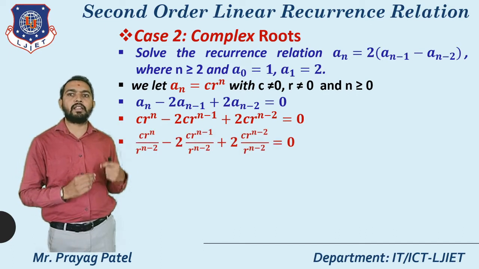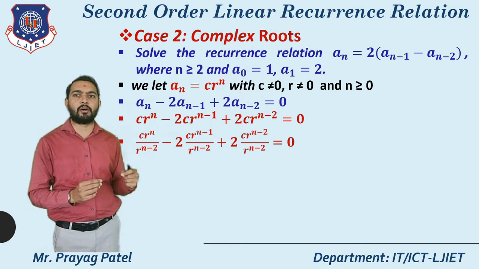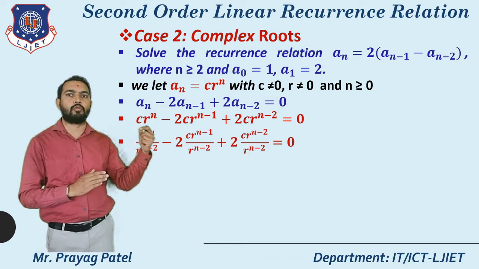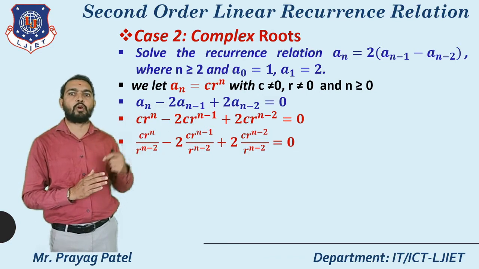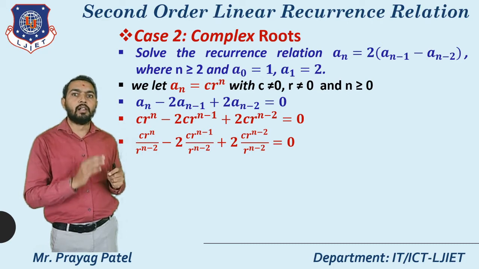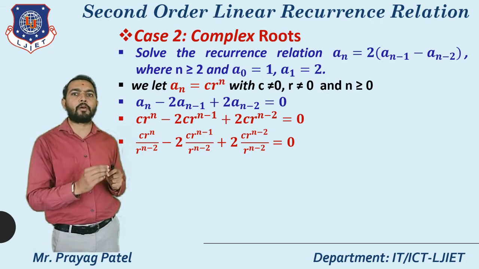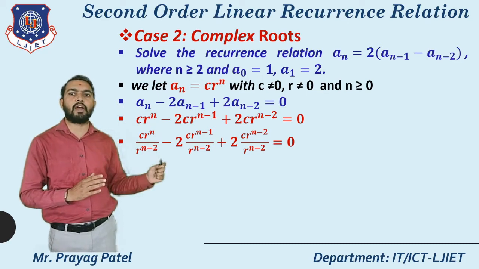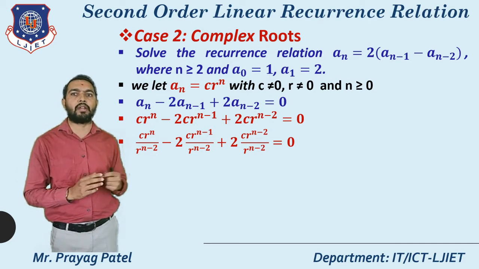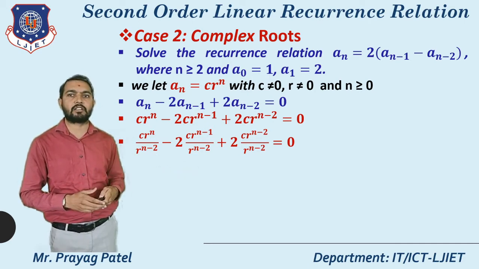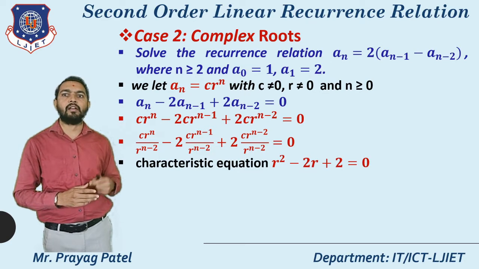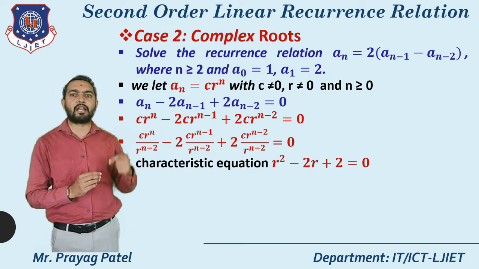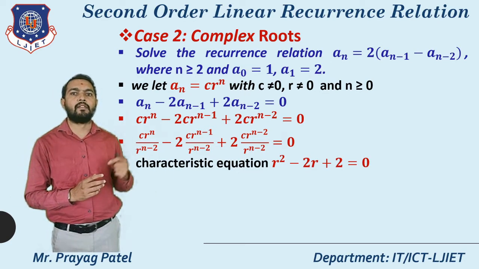Now here divide each and every term by the minimum of r raised to n, r raised to n minus 1, or r raised to n minus 2. So here the minimum power of r is n minus 2. So divide all the terms by r raised to n minus 2 and we will get the resultant equation. After that dividing, we will get the resultant value as r raised to 2 minus 2r plus 2 is equal to 0.